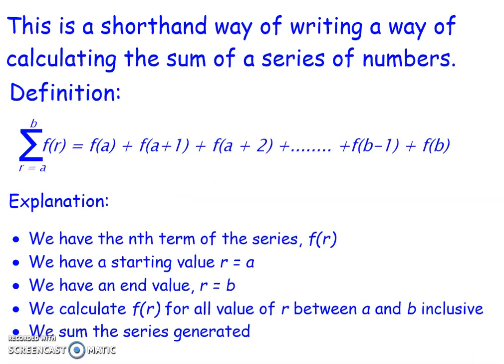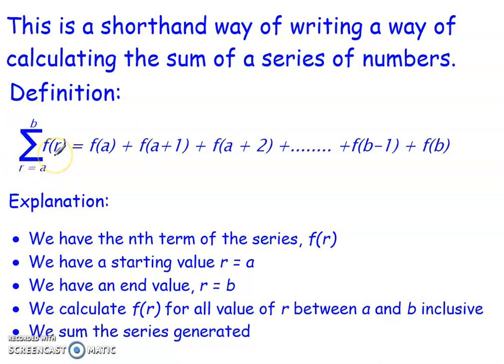So when I mention sigma notation, what do I mean? Well, sigma notation, as I said, is a shorthand way of writing and calculating the sum of a series of numbers. So here is the definition if we were to write it out. This here is our sigma notation, and it literally means the sum. If you look here, you've got r equals a to b, they're your limits. So this here means the sum from r equals a to b of f of r.